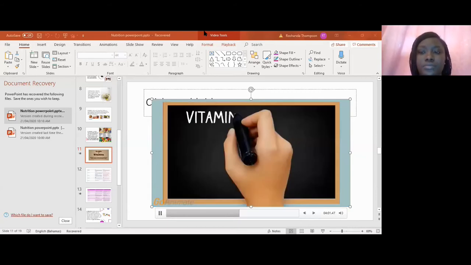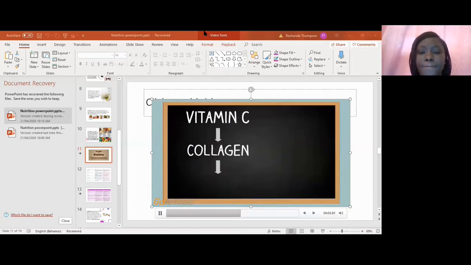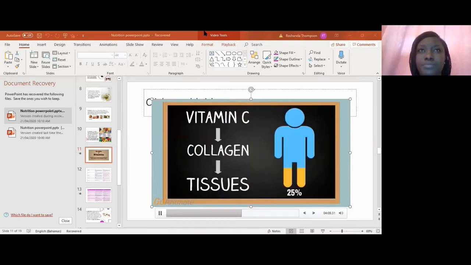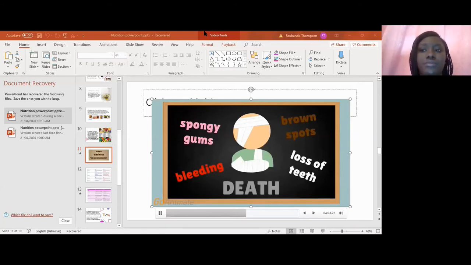You see, vitamin C is necessary to produce collagen. Collagen is the main protein component of the tissues in our body, and collagen alone makes up 35% of the whole body's protein content. Scurvy has many symptoms, such as brown spots on the skin, bleeding from different mucous membranes, spongy gums, loss of teeth, and even death.